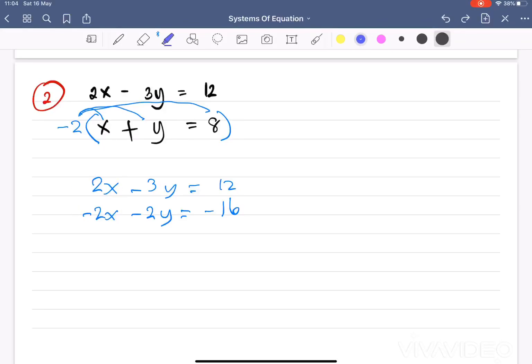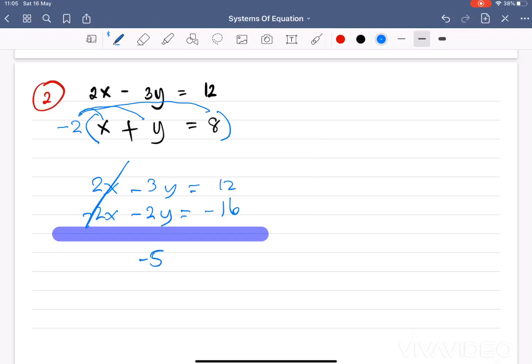In that case, it's easier for us to eliminate, knowing that they have different signs now. As we know, positive 2 and negative 2 added together become 0. So we eliminate x and add the remaining variables. Negative 3y plus negative 2y is negative 5y, equals 12 minus 16, which is negative 4.